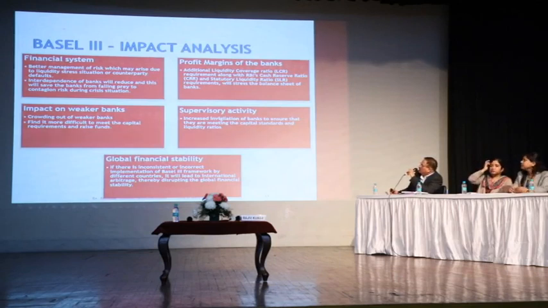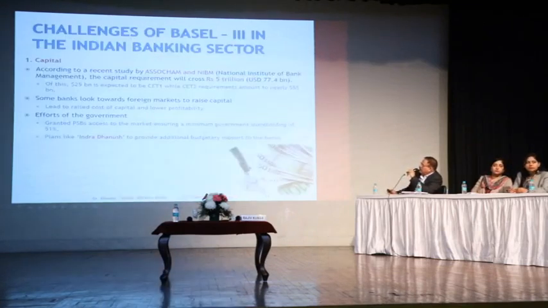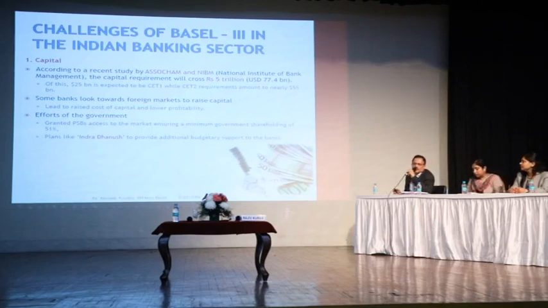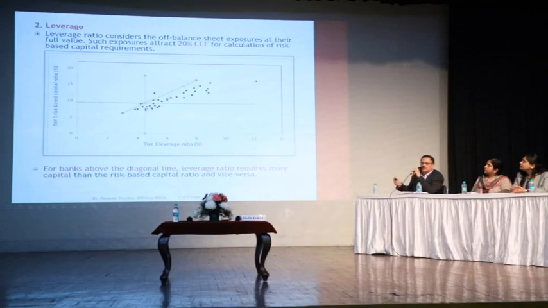Now, basically, the impact analysis is how it is affecting the financial system, how it is going to affect the profit margins, supervisory activity, and global financial stability. These are some sub-points which you can already read. Challenges which are there: the capital. Basically, we know various reports are there, and we are going to get about 25 billion expected from the CET1 and CET2. All banks have been told to raise the capital, and some banks have already raised it. The only thing is, you have to get your debt rated abroad, and Union Bank raised quite a lot.